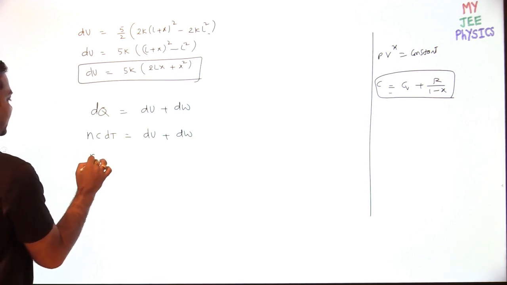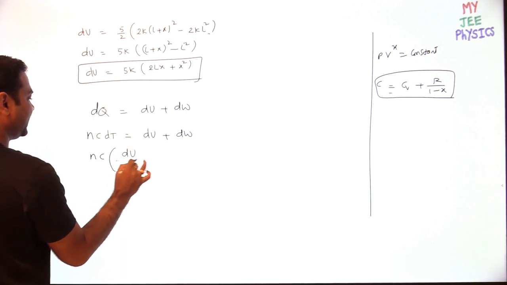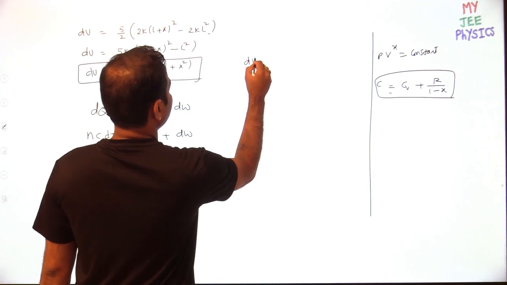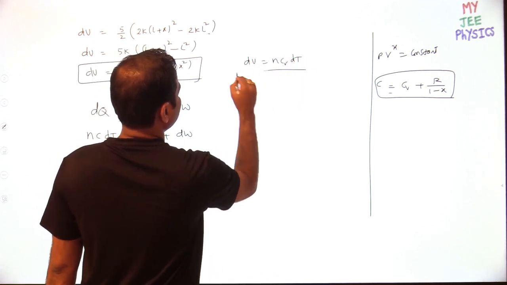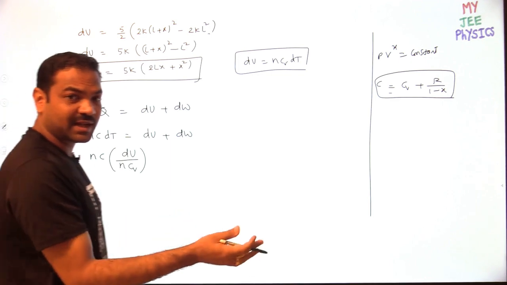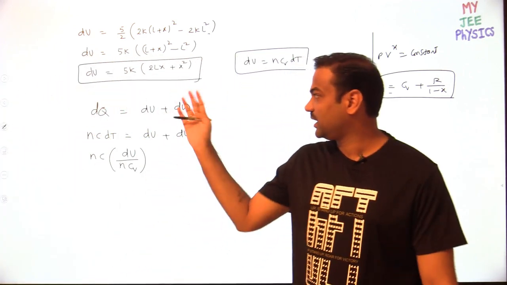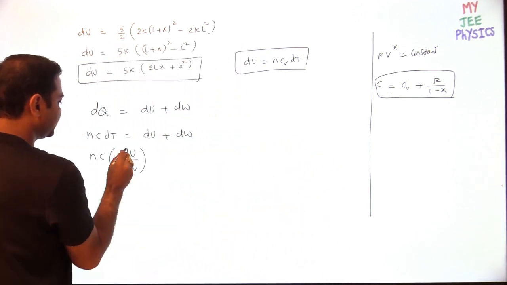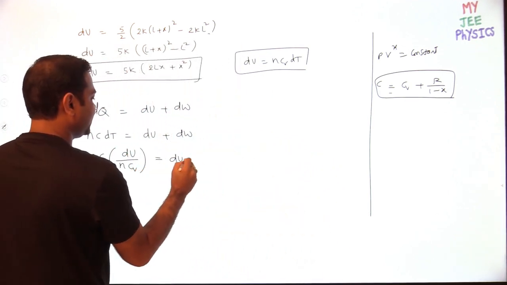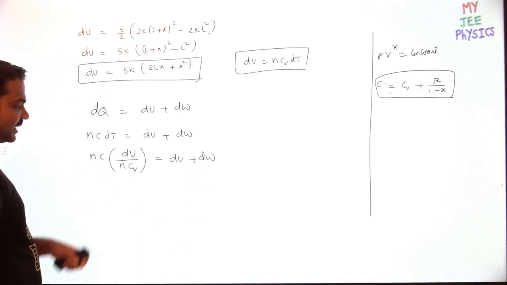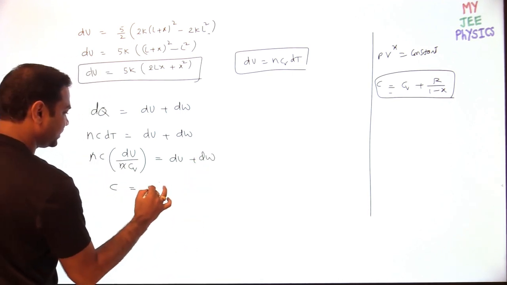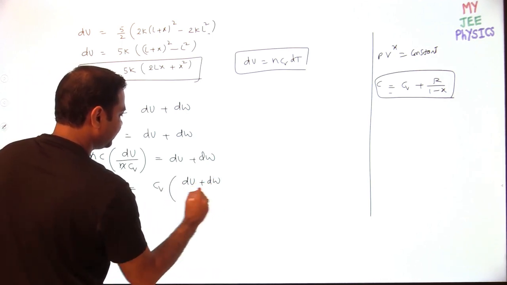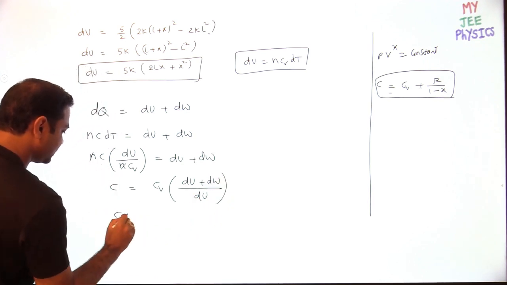I do n into C into, in place of dT, I can write du by nCV, because du is equal to nCV dT, right? The temperature rise is for the gas, not for the expressions. In the expressions dq, du, dw all relate to the same change of temperature. So I write du by nCV, which is equal to du plus dw. So C is our target, and n cancels out. Then C is equal to CV into (du plus dw) by du.